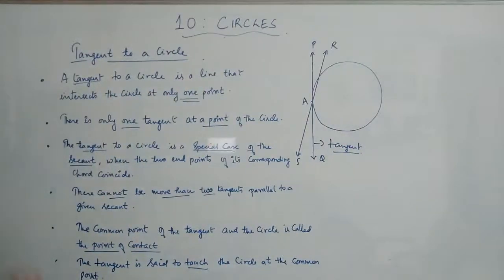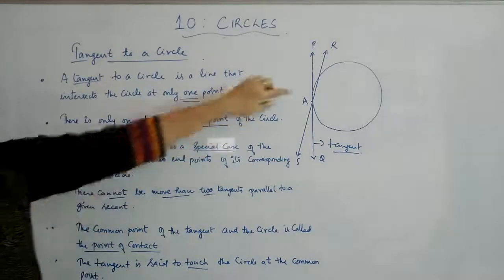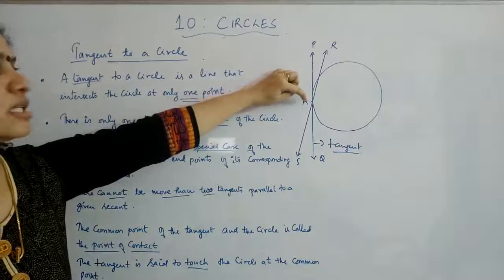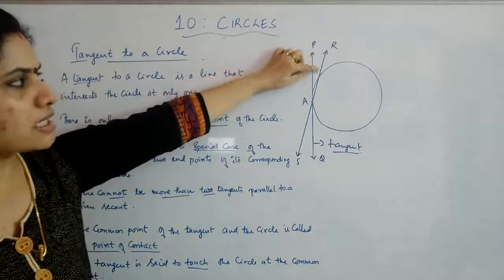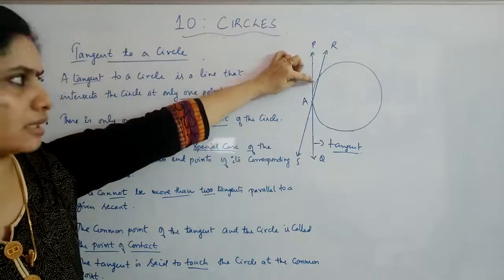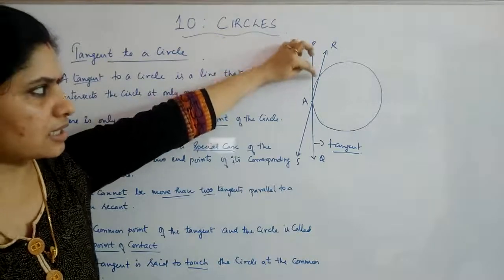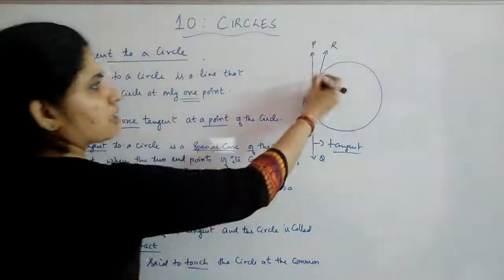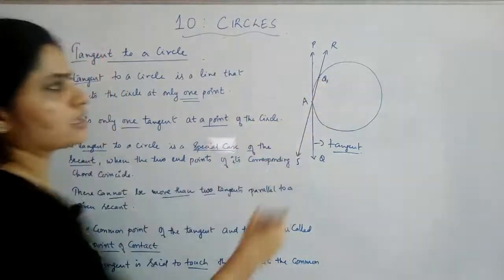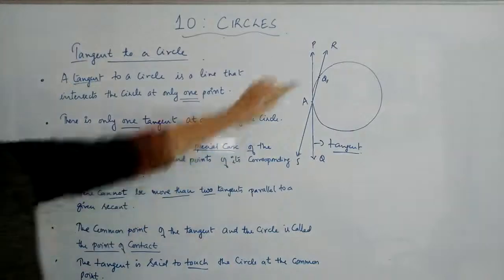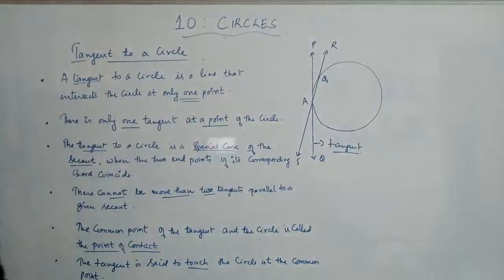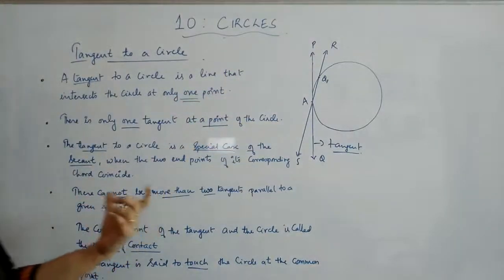Next thing is, there is only one tangent at a point of the circle. That means if I try to draw another line passing through the same point A, then that line will touch some other point on the circle. See, here you can see that it is touching at this point. Suppose this is Q1, it is touching at the point Q1 as well as A. That means that line RS is no more a tangent. What will it become? It will become a secant.